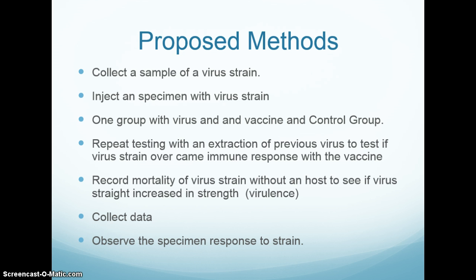I will record the mortality rate of the virus strain without a host to see if the virus strain increased in strength or virulence. I would collect data from the previously recorded steps, and then I would observe the specimen's response to either the weakened strain of virus or the increased strain of virus.